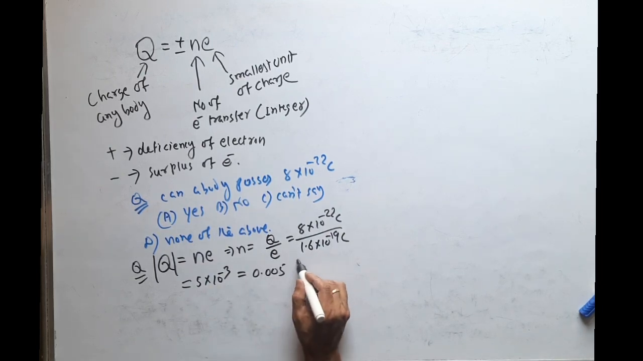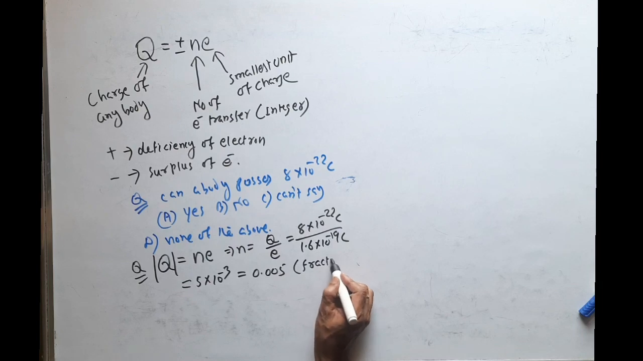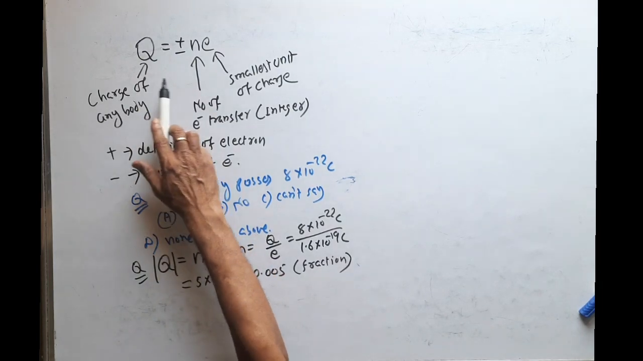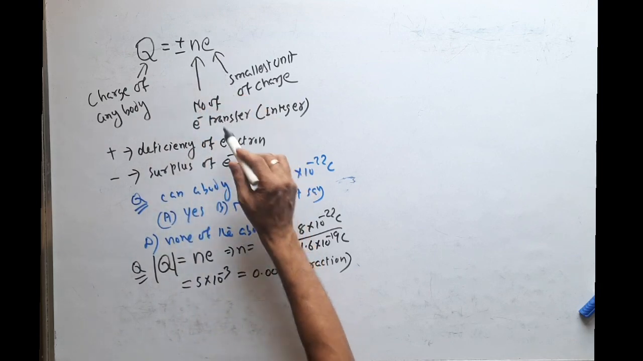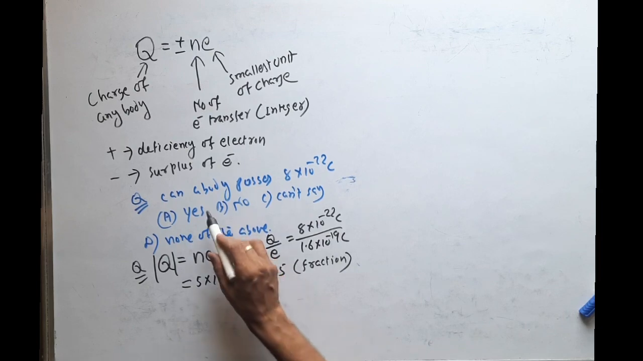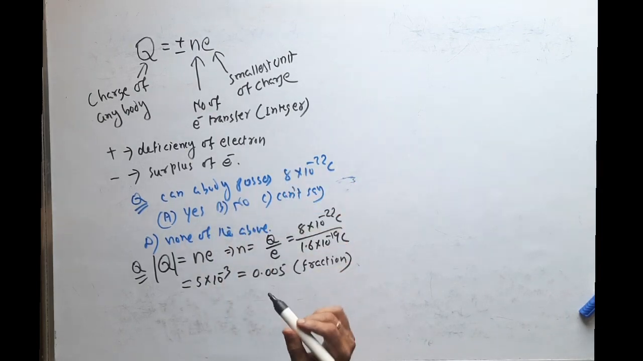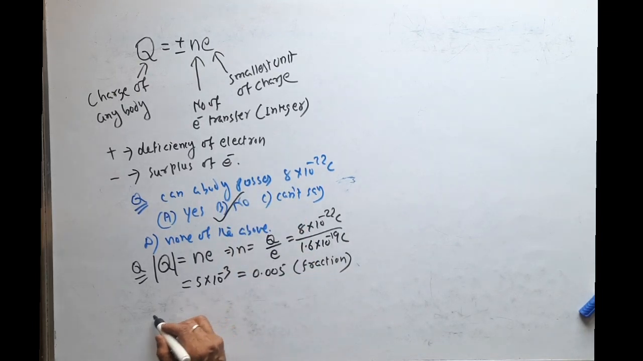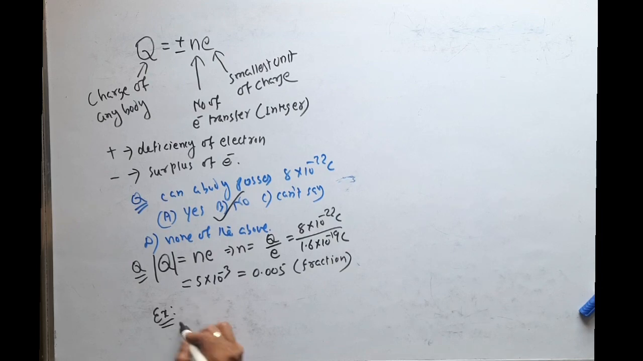So this 0.005 is not an integer, it is a fraction. I have told you that the charge of any body can be taken as Ne, and N must be an integer. But here you are getting N as a fraction. So if N is a fraction, any body cannot possess this amount of charge. So the answer will be no. Clear?